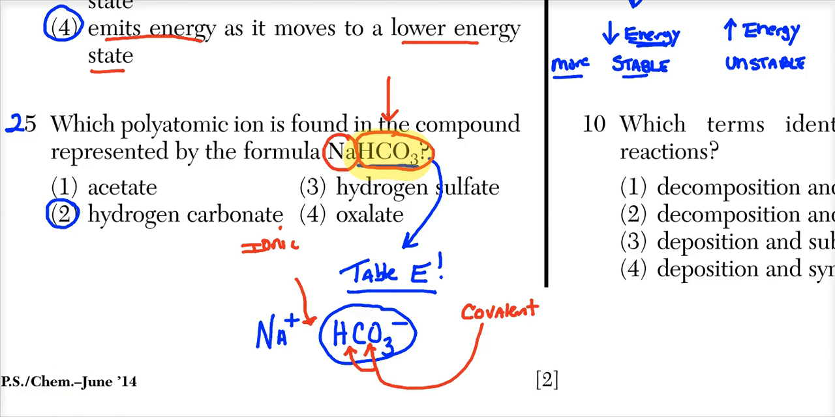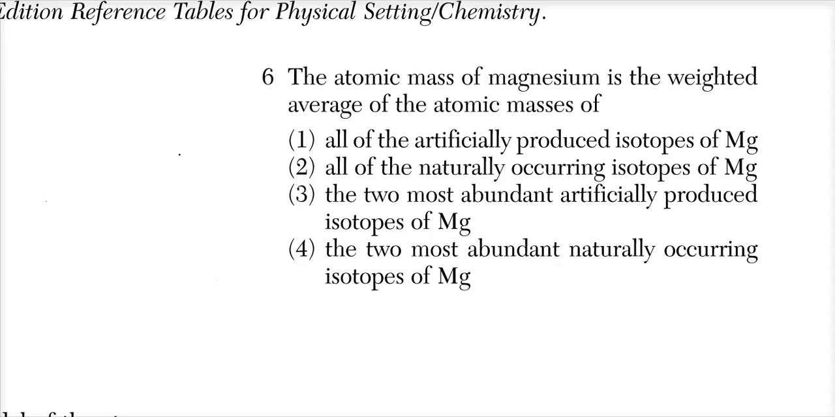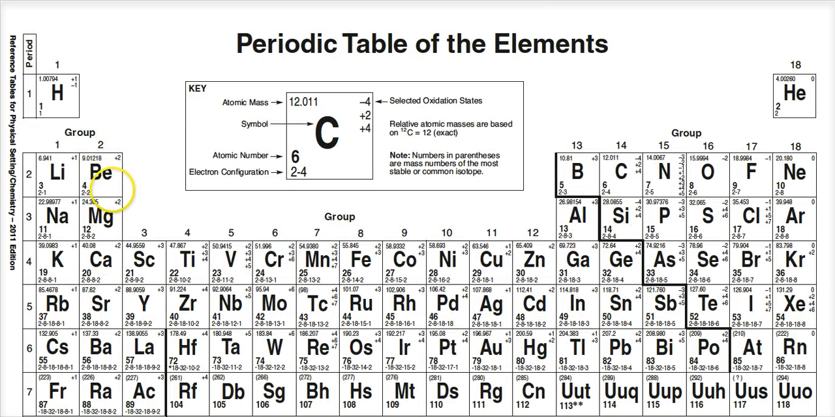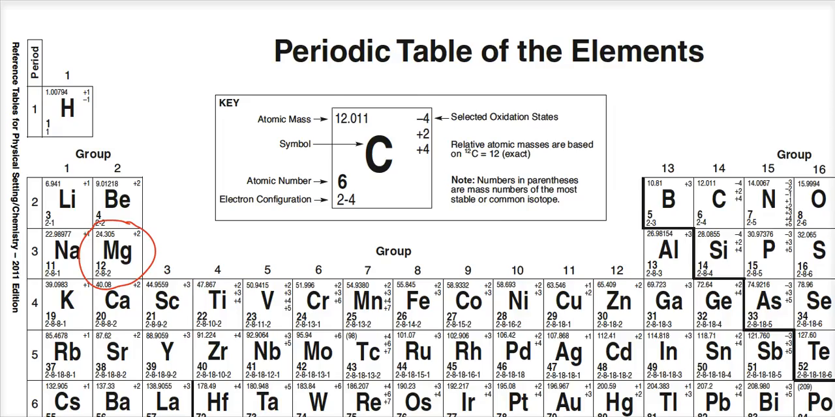Next one, number 6. Number 6, the atomic mass of magnesium is the weighted average of the atomic masses of what? Okay, this is weighted average concept. Okay, we have an element magnesium. Okay, well, let's go to the periodic table to take a look at what we have here. So magnesium is an alkaline earth metal right here in group 2. And let's get up close and personal with it.